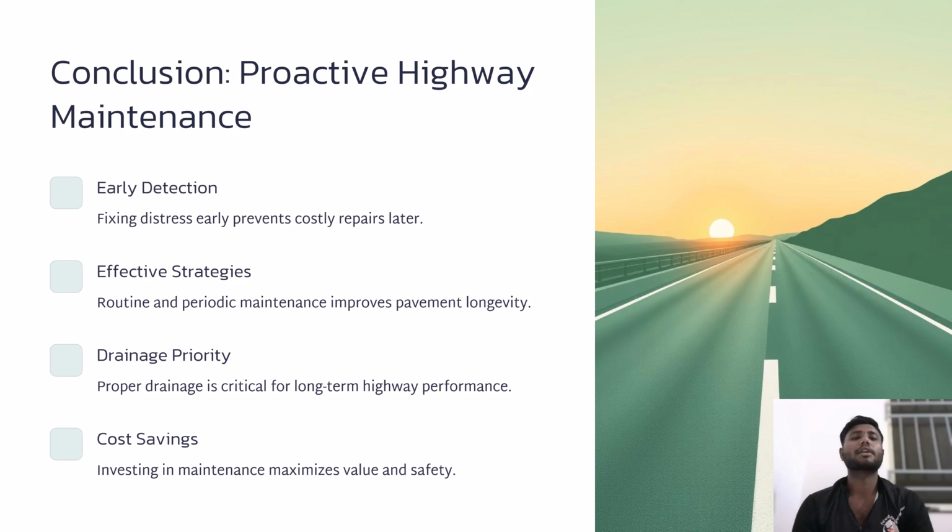Second one is effective strategies. Periodic maintenance improves pavement longevity. For highway maintenance, a number of strategies are provided, such as stitching, an extra layer of bitumen, and so on.